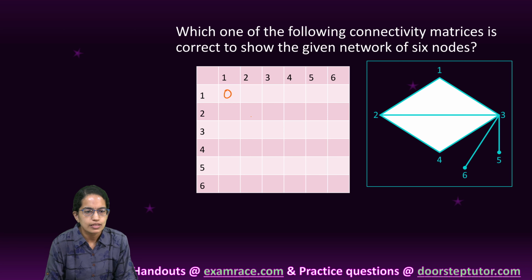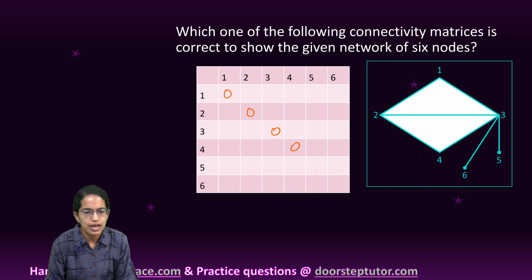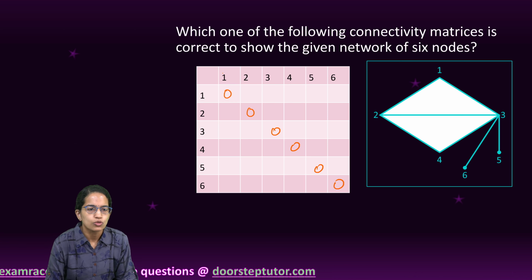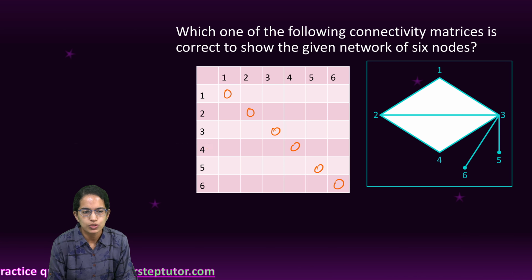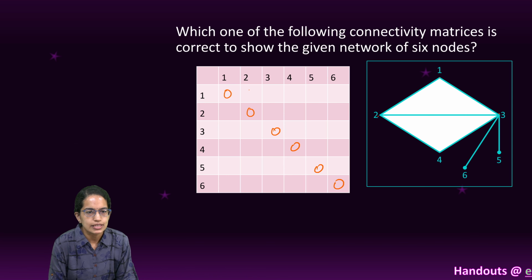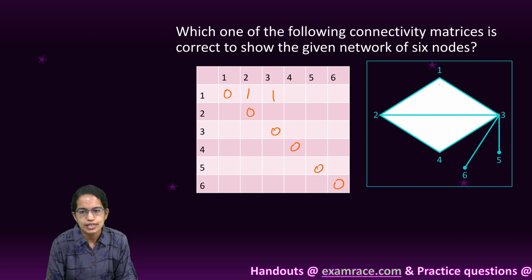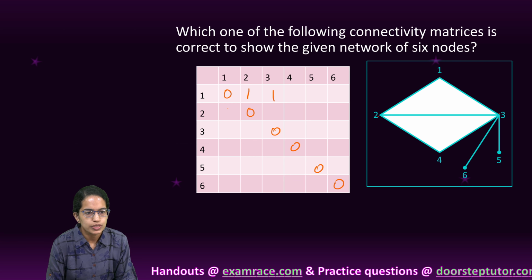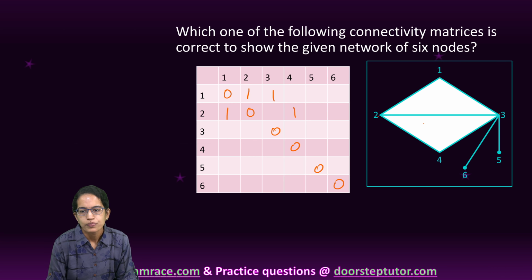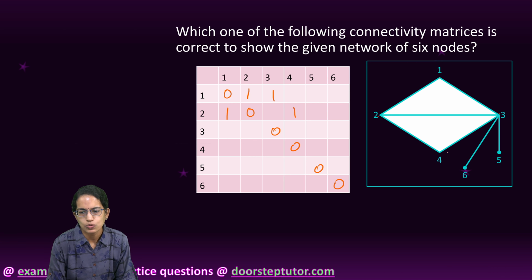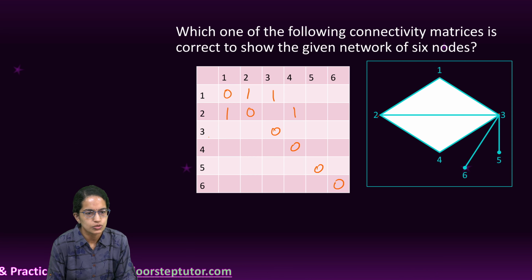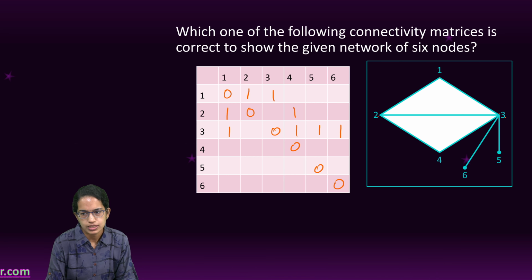Now 1 and 1 themselves won't relate, so I mark 0. So 1 and 1 no relation, 2 and 2 no relation, 3 and 3 no relation. But 1 is connected to 2, 1 is connected to 3. Now 2 is connected to 1 and 4. Then 3 is connected to 1, 4, 5 and 6. So 3 is connected to these.